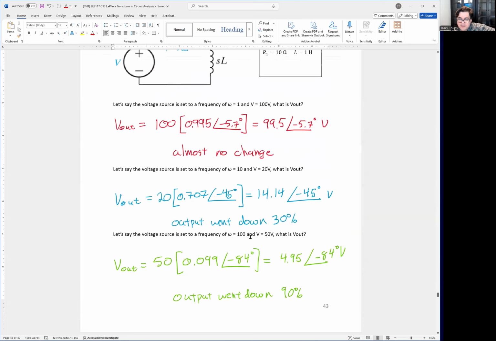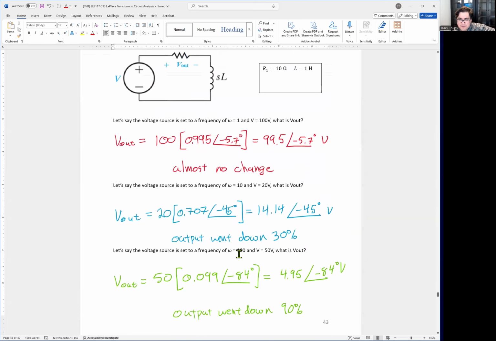Okay. What if we change the voltage back up to 50 volts, but then our frequency changes to 100 radians per second? We have 50 times 0.099, angle negative 84 degrees. Our output voltage is 4.95. Our input voltage is 50. We lost 90% of our voltage. We lost a lot, right? So you can see things change drastically as frequency changes. Even if the magnitude changes, percentage-wise, it's still a big chunk.